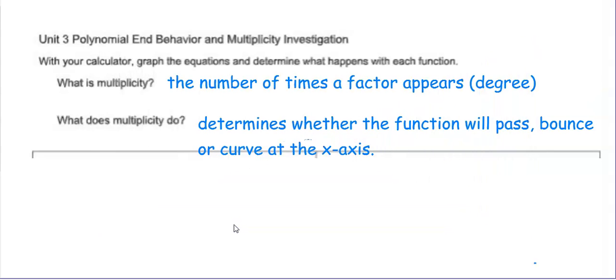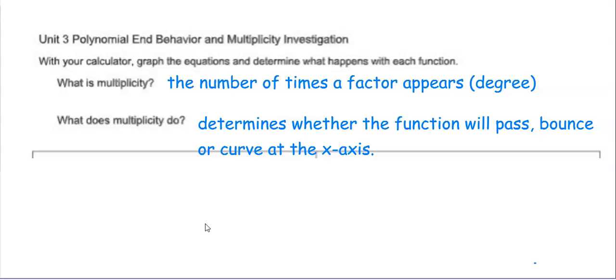And I'm going to just tell you what to write here, and then as we go through this it'll become more clear. So multiplicity is the number of times a factor appears. In other words, the degree of the factor. And we're going to look at these in factored form. Not in standard form, but we'll talk about standard form too.